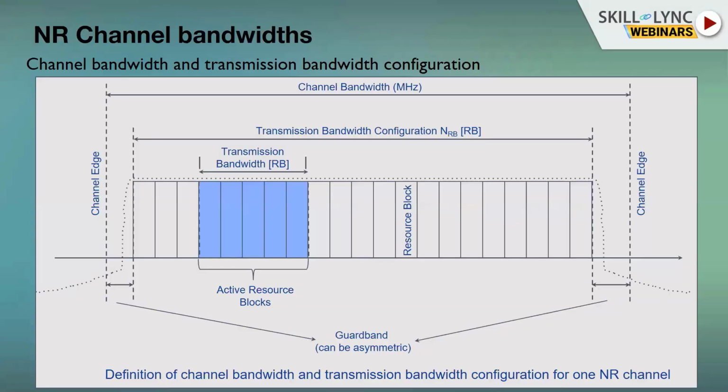We have here the NR channel bandwidth. The definition of channel bandwidth and transmission bandwidth configuration for one NR channel is depicted in this chart. The base station channel bandwidth supports a single NR RF, or radio frequency, carrier in the uplink and downlink, as mentioned. It is measured in megahertz and is used as a reference for transmitter and receiver RF requirements.